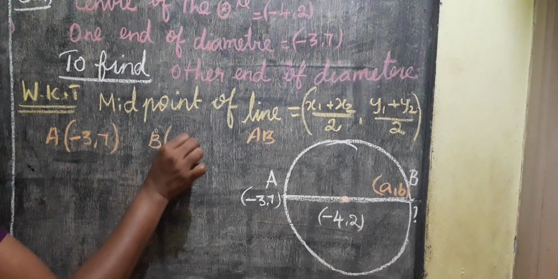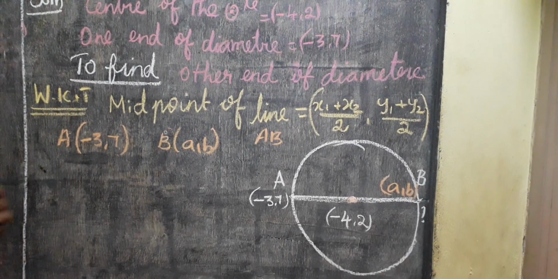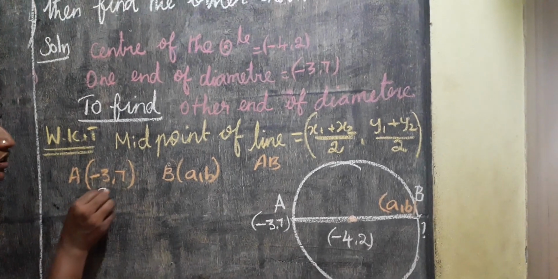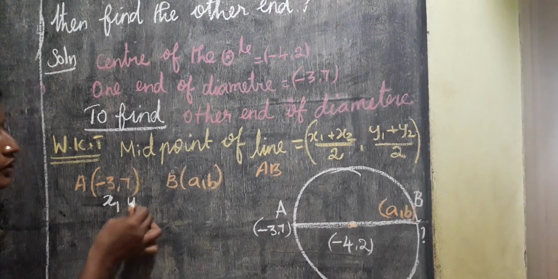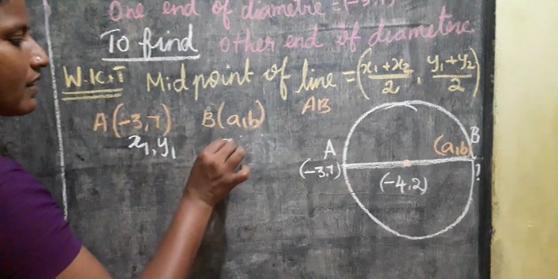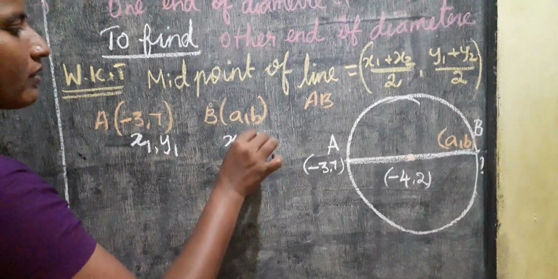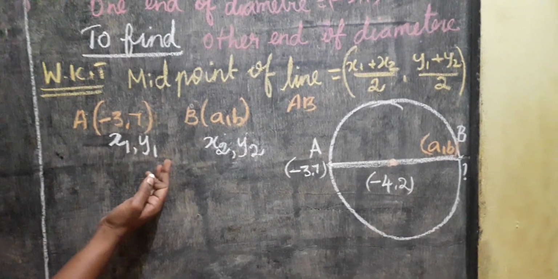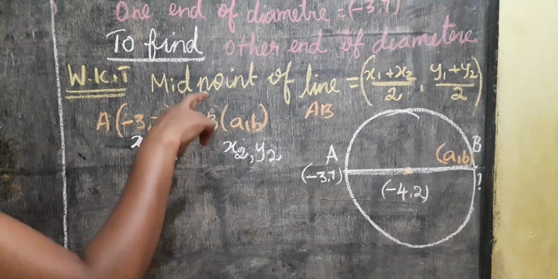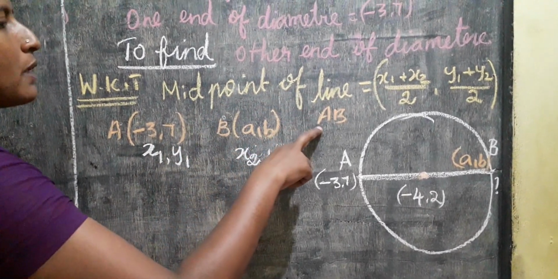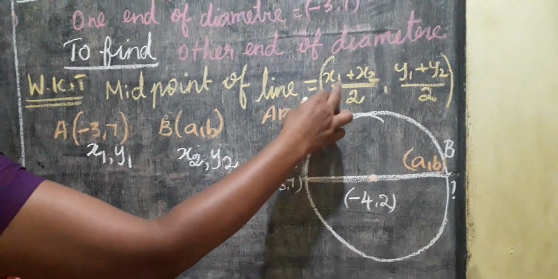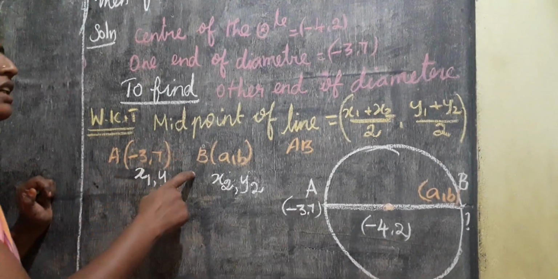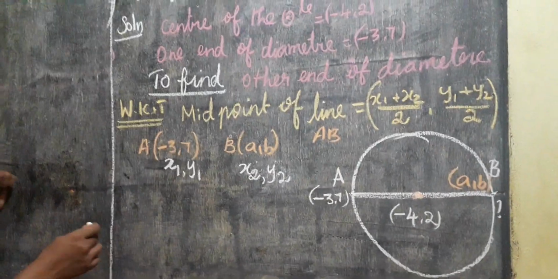And B has coordinates (a, b). Now we have to name them: the first value is the x coordinate, the second is the y coordinate. So for A, x1 and y1. For B, the first value is x2 and the second value is y2. Why do we take these coordinates A and B? Because we know the formula for the midpoint of line AB: (x1 plus x2) by 2, (y1 plus y2) by 2. So, we have to apply the coordinates A and B in this formula.